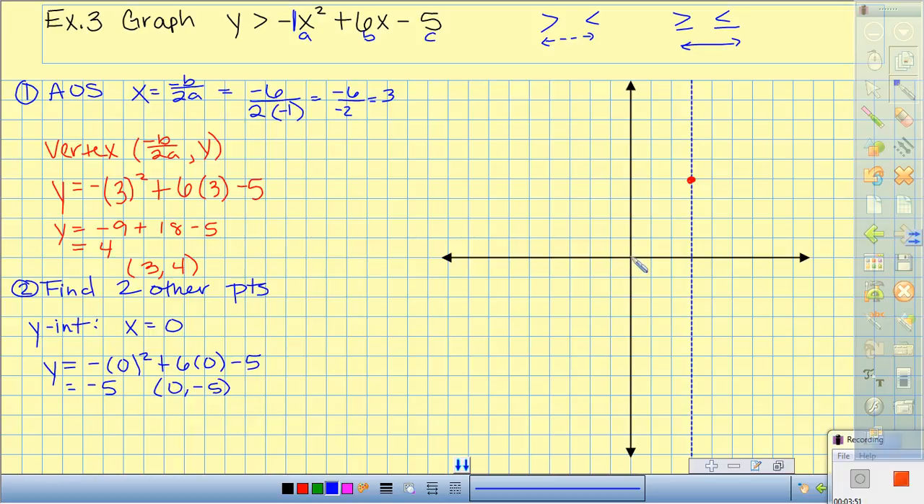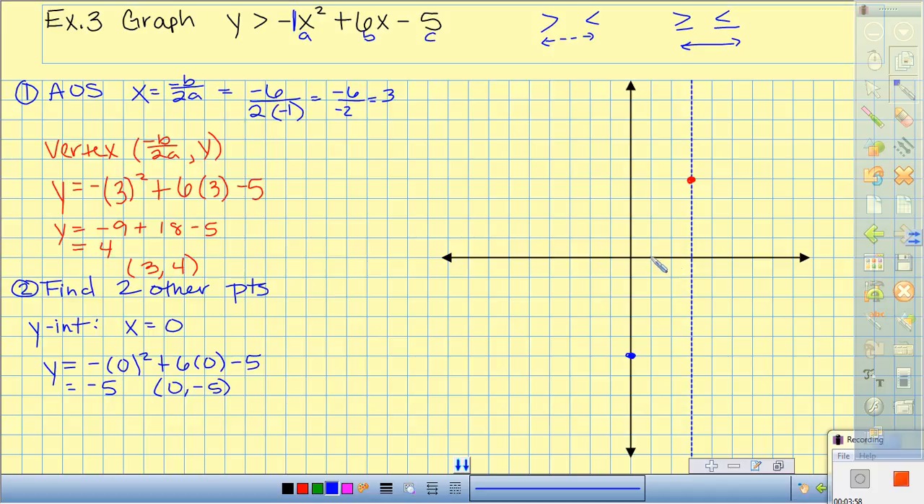So over 0, down 1, 2, 3, 4, 5. And then we want to find another coordinate on this same side as our y-intercept, on the same side of your axis of symmetry, so that we can, in our third step, reflect them. So you can either use x is negative, or x is 2, or x is 1. Either one of those is fine.